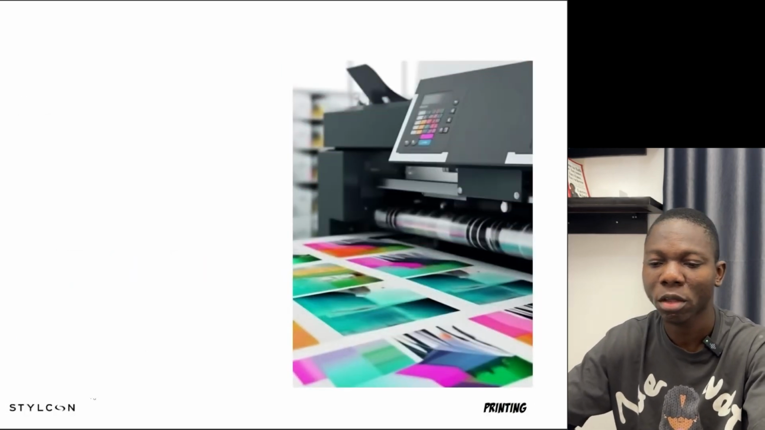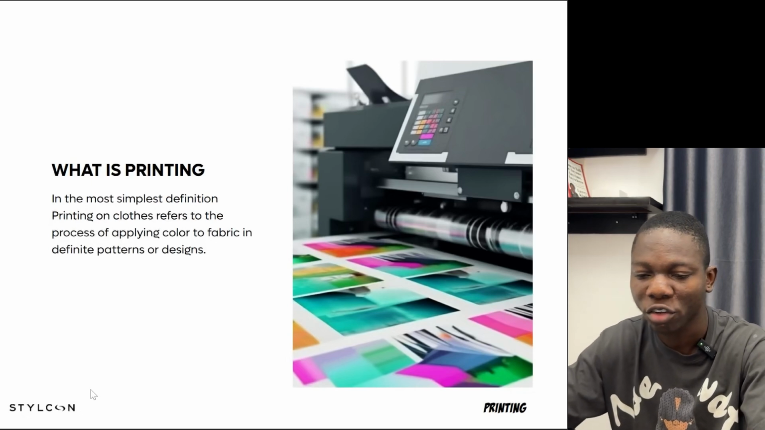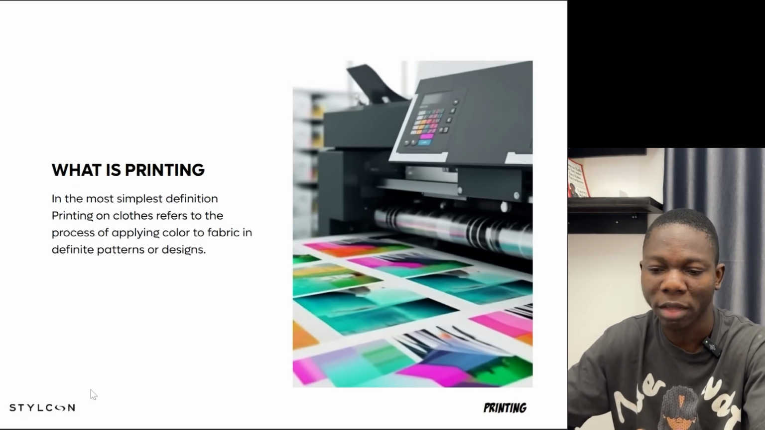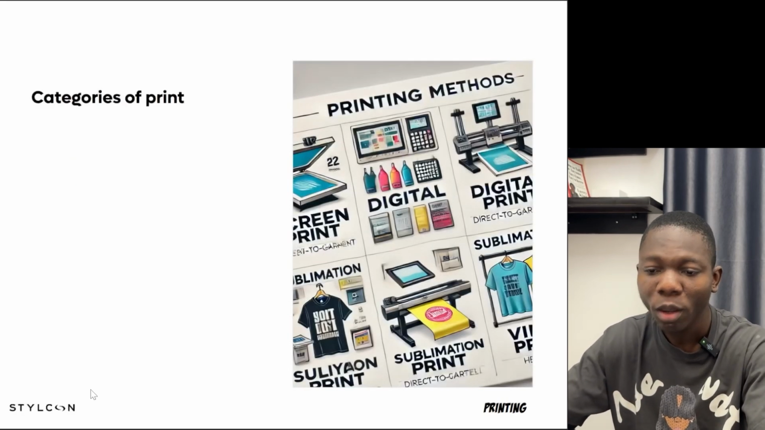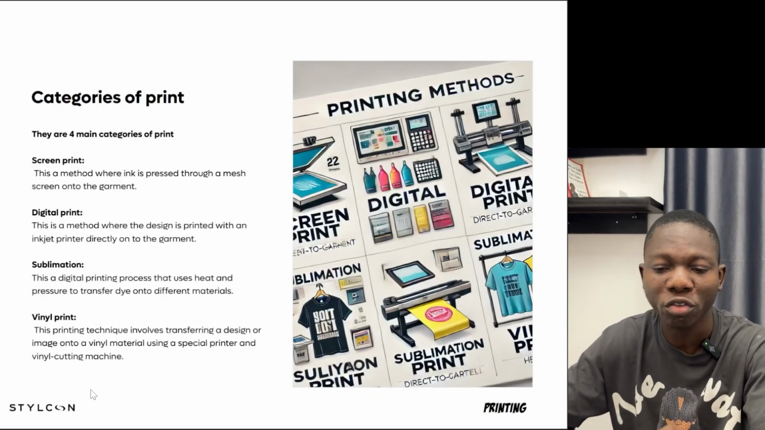Let's get to it. What is printing? In the simplest definition, printing on clothes refers to applying a color to a fabric in definite patterns or design. There are four main categories of prints. Number one is screen printing, number two is digital printing, number three is sublimation, and number four is vinyl printing.